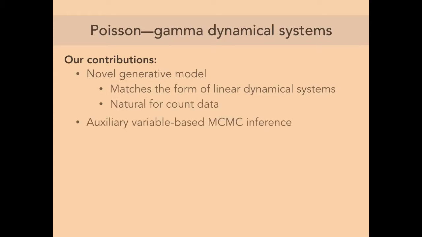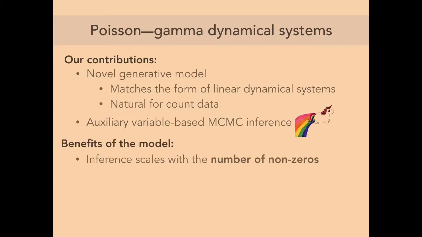And we present this auxiliary variable-based technique for doing Gibbs sampling. And the reason that this model hasn't been presented before is because this last step depends on a little bit of magic that we didn't know about until recently. So I'll show you that in a bit. And the benefits of this model are really threefold. So first, inference in this model, sort of naively implemented, is going to scale with the number of non-zeros in that matrix.